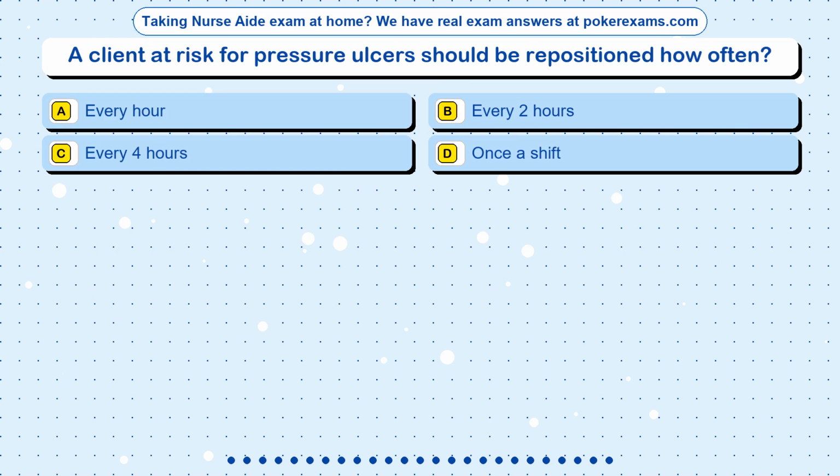Question 21. A client at risk for pressure ulcers should be repositioned how often? Option A, every hour. Option B, every 2 hours. Option C, every 4 hours. Option D, once a shift.